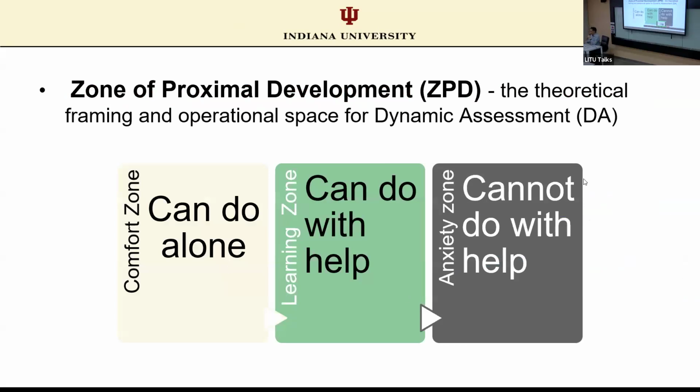Okay, so to better understand dynamic assessment, you have to know the ZPD, Zone of Proximal Development. We have what we call the comfort zone, what you can do alone, the learning zone, what you can do with help, and the anxiety zone, what you cannot do even with help. Static assessment is only interested in the comfort zone, but dynamic assessment focuses on the middle zone, the learning zone, what they can do with help. The anxiety zone is the areas, items, tasks they cannot do even with help.